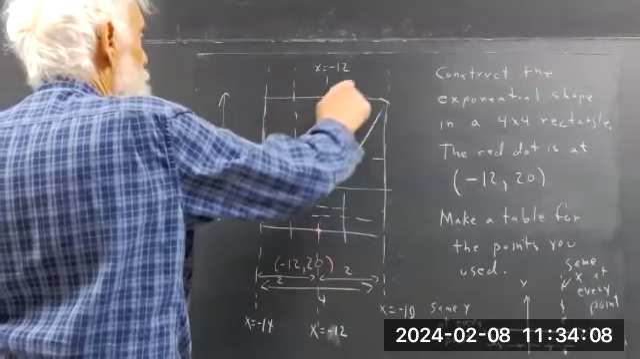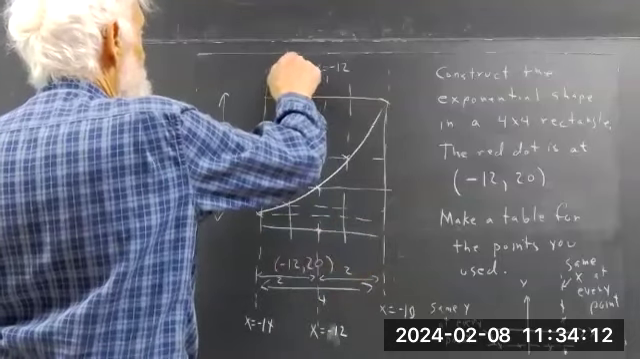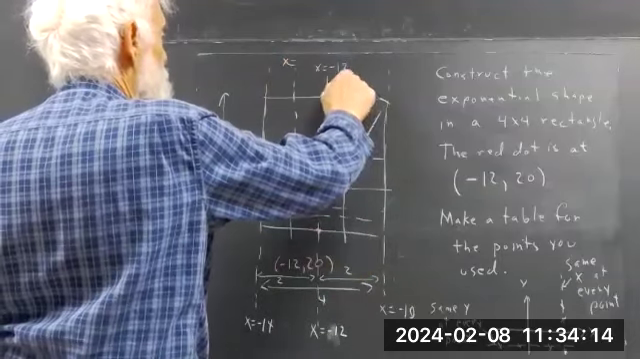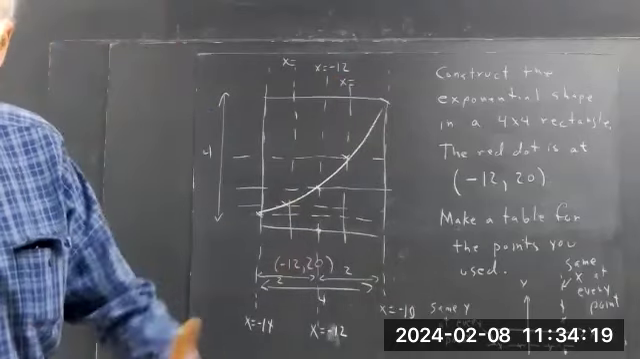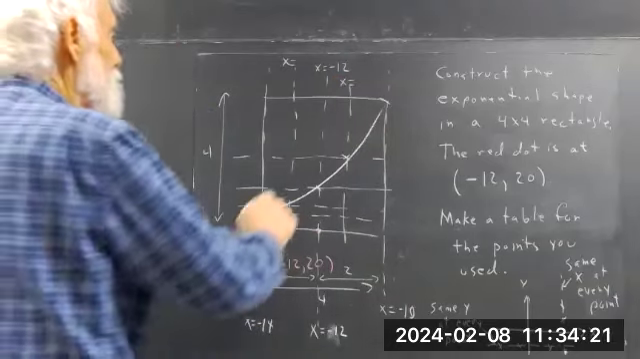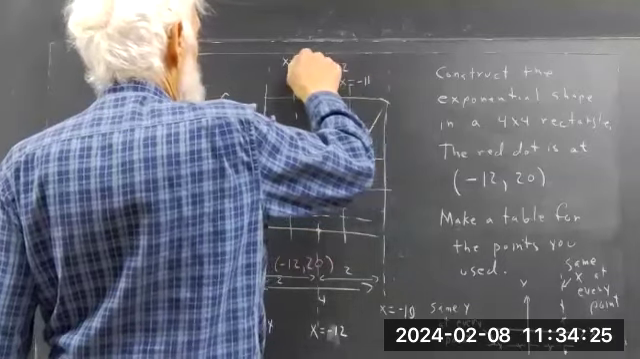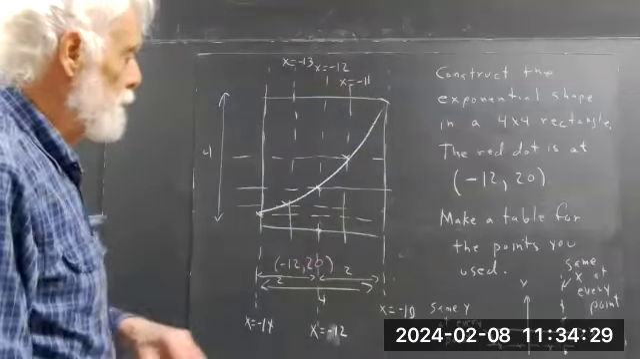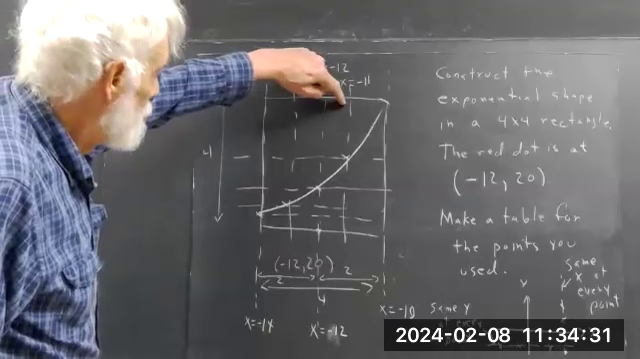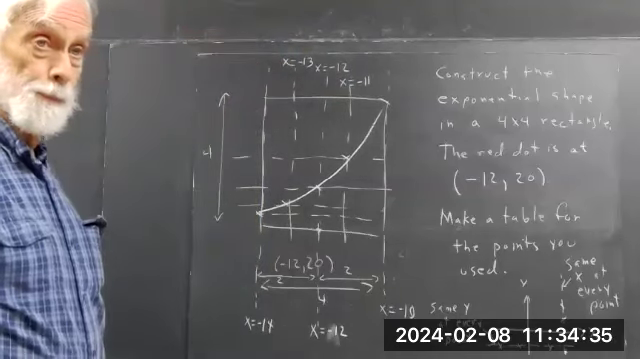Okay, so what would this be? What would this be? Well, it's pretty clear that this is -11, this is -13. So we're going from -10 to -11 to -12 to -13 to -14.